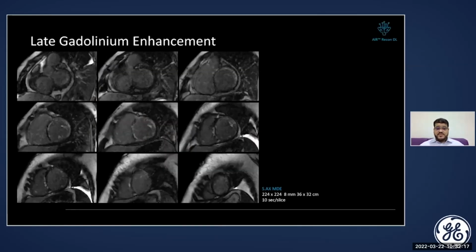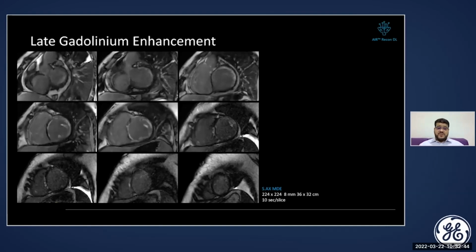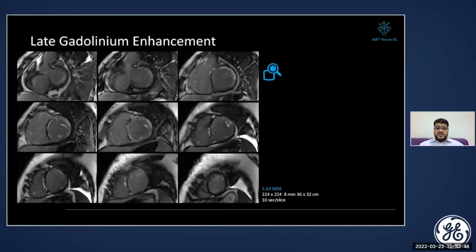Coming to the late gadolinium enhancement, these are the initial late gadolinium enhancement images. As you remember, these would have been acquired at the very end of the study, where the patient would be inside the scanner for at least 35 to 40 minutes with frequent breath holds, and you can see that the images are somewhat grainy. But with the application of deep learning technology, you can see that these images are much more crisp and give a lot of confidence.